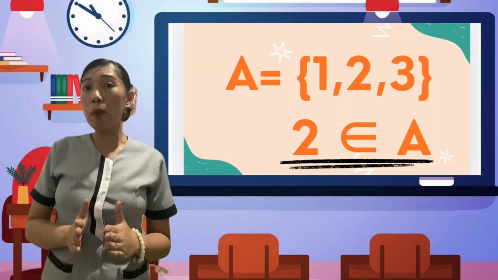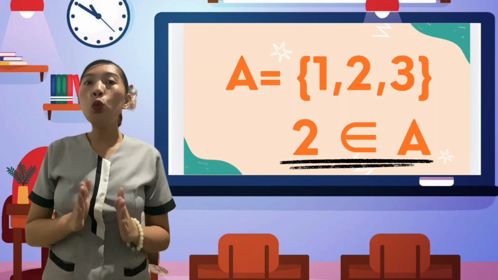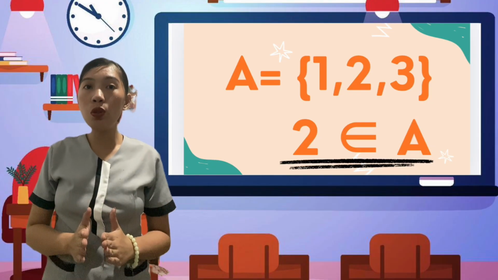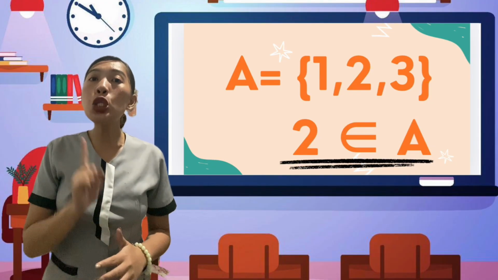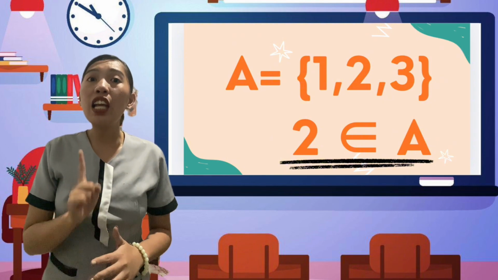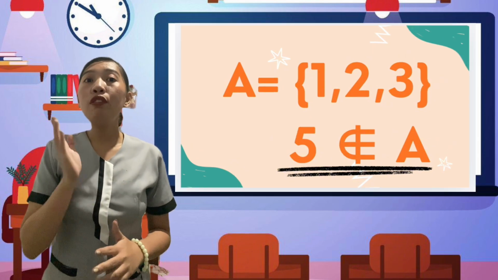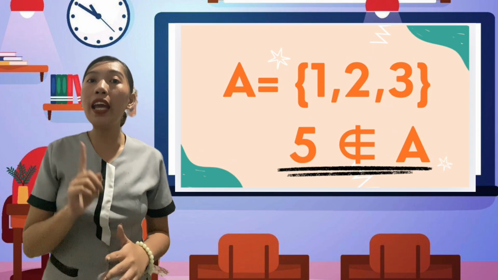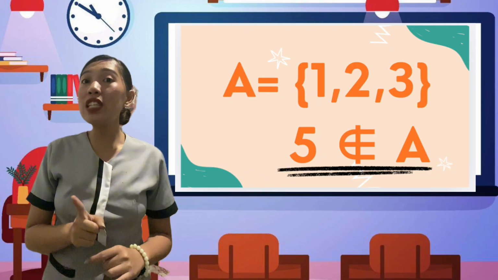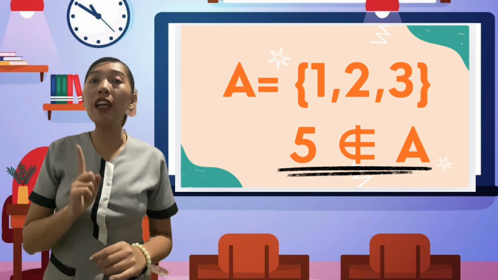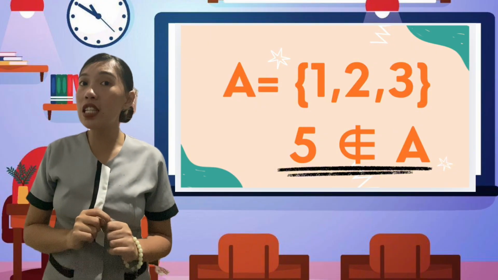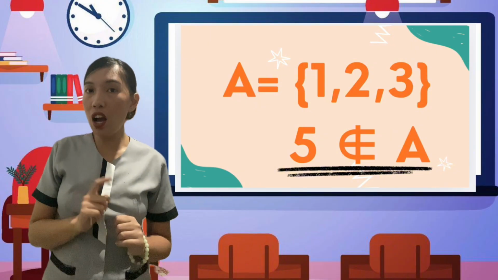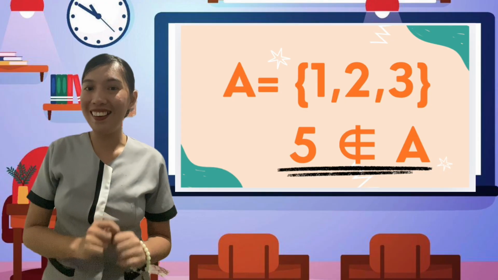So if a number is inside a set, we say it belongs to, using this symbol, meaning 2 is inside set A. If it is not inside, like 5, we use this symbol, meaning 5 is not included. Think of it like attendance. If your name is on the list, you belong. If not, you don't belong.